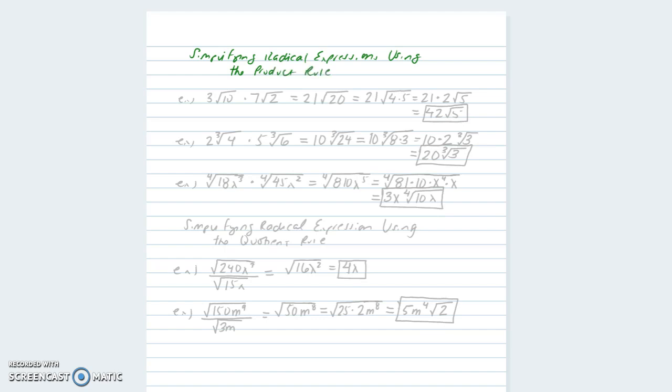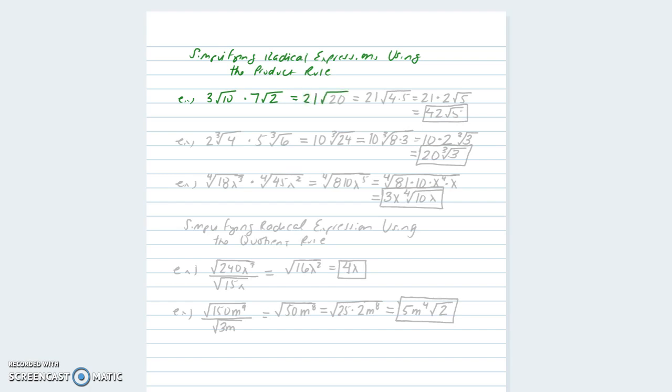So for our first example, we have 3 times the square root of 10 times 7 times the square root of 2. The first thing we're going to do is multiply both of these radicals together. So we have the 3 times 7, which are both on the outside of your radical. That gives us 21. And then we multiply inside the radical. So that's 10 times 2. That's going to give us 20.